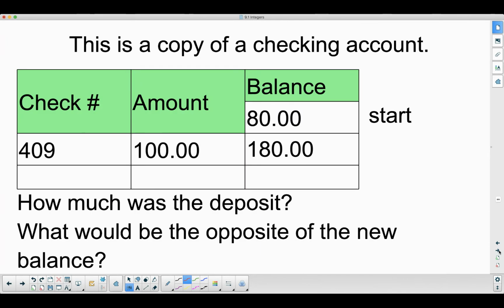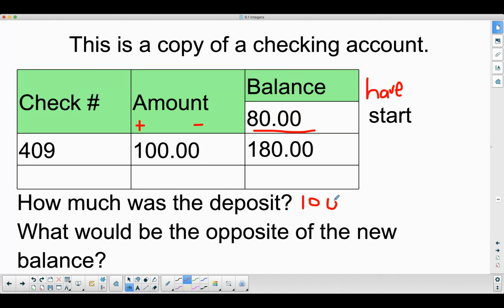So here's a copy of a checking account. The word balance is how much money that you have. This person started with $80 in their account. And remember, if we do not see a positive sign, we can assume it's positive. So this person deposited $100 into their account. If they withdrew money, we would see that negative sign in front. So they deposited $100, and we can see now their new balance is right here. Their deposit was $100.